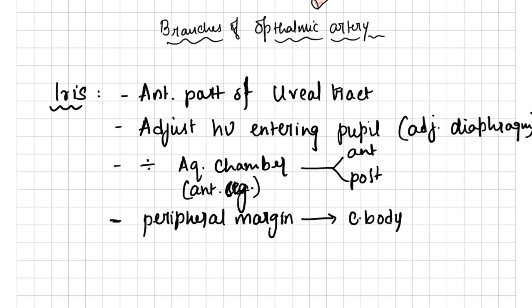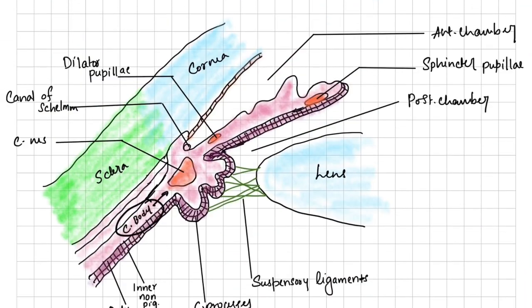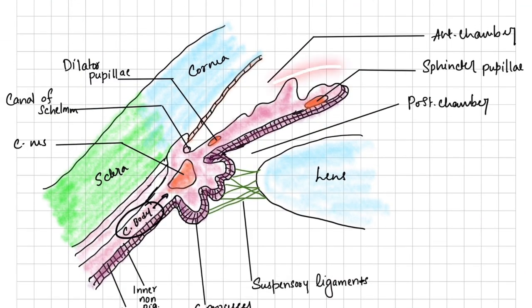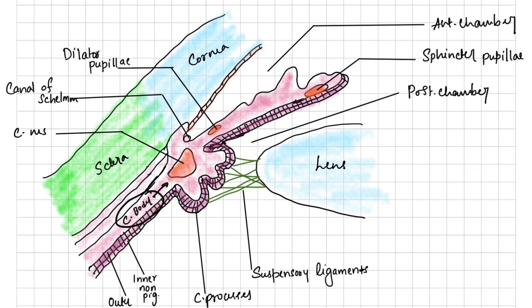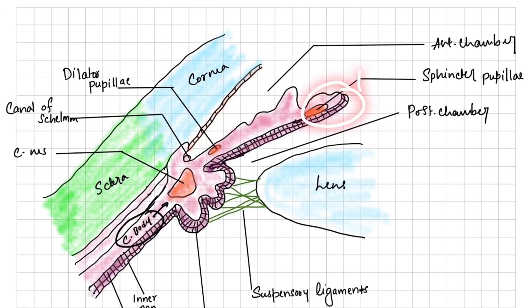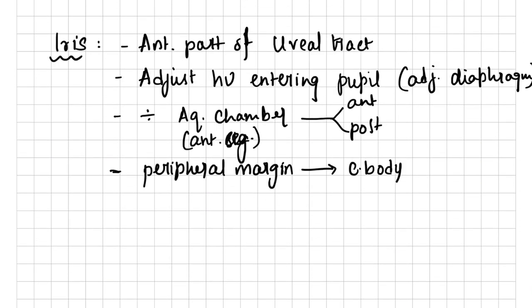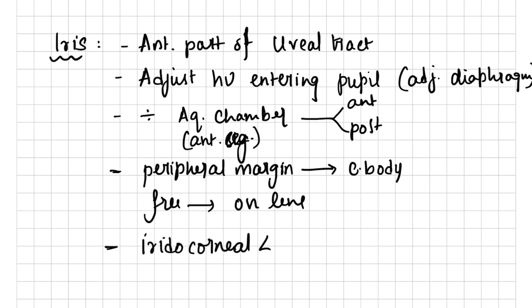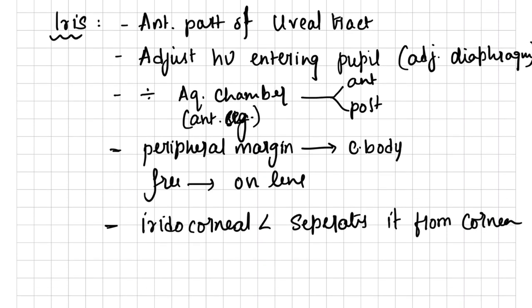The peripheral margin of the iris is attached to the ciliary body. You can see in the diagram that the iris is present in front of the lens. Between the iris and cornea, the angle is known as the IC angle, the iridocorneal angle. The peripheral margin is attached to the ciliary body, and the free margin is present on the lens. It doesn't sit exactly on the lens; it just rests on it. This iridocorneal angle separates the iris from the cornea.